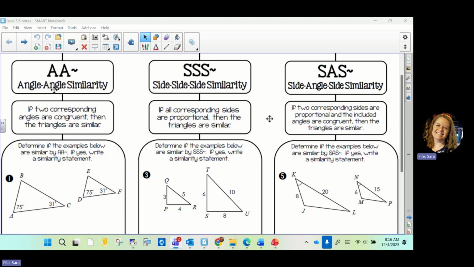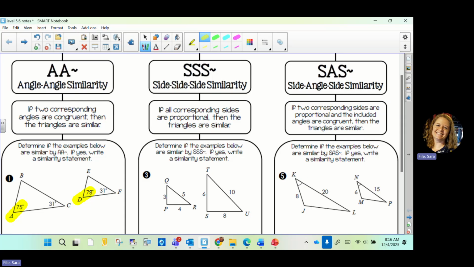Okay, so there's 3 of them. These A's all stand for angle and the S's all stand for sides. It's the parts of the triangle. There's either angles or sides. So the angle similarity statement says that if 2 angles, 2 corresponding angles are congruent, then the triangles must be similar.